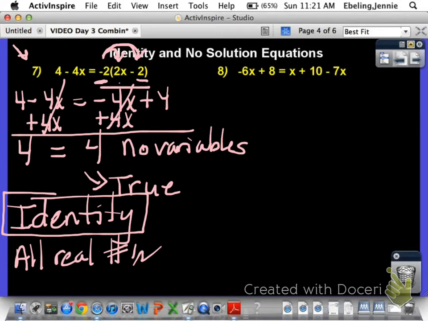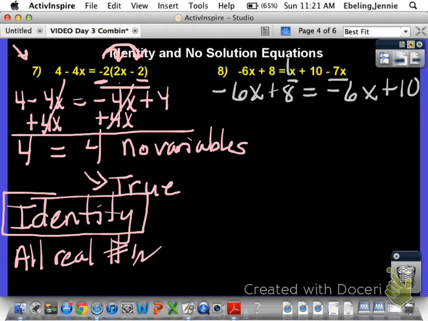Let's take a look at the other one over here. Now when I look at this one, I see I've got an x and a negative 7x on the right-hand side of the equal sign. I need to combine those first. So I have this negative 6x plus 8 is equal to, remember there's a 1 in front of that x. 1 minus 7x is a negative 6x, and then I have that plus 10.